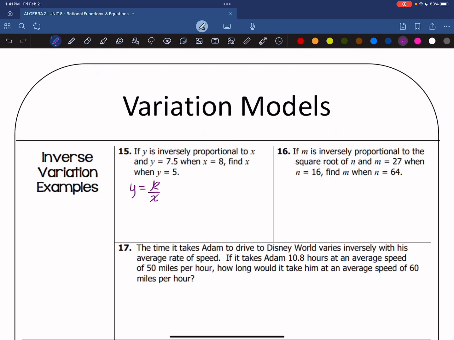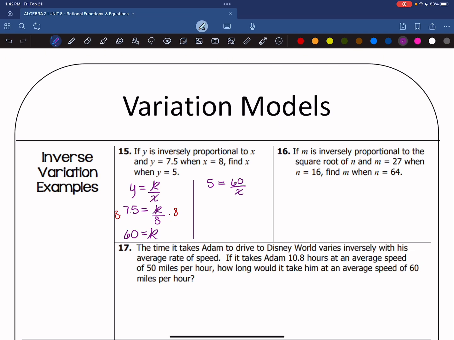We're told that if y is 7.5, when our x value is 8. So let's go ahead and find our value for k. To do that, we would need to multiply each side by 8. And in doing so, when you take 8 times 7.5, that's going to give us a k value of 60. So with that, now we can go ahead and say, if y is 5 and our k is 60, let's go ahead and find our x value.